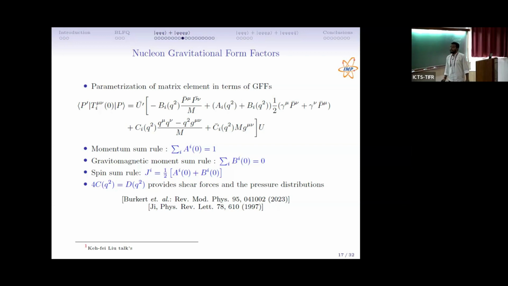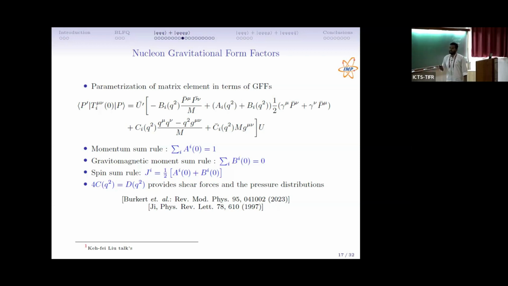That should be 1. And the gravitomagnetic moment sum rule: at q square equal to 0, if you sum over all the B form factors, that should vanish. This is true for each Fock sector, leading Fock sector, higher Fock sector, or any other Fock sector. If you sum over all the particles, that should vanish. Using these 2 sum rules, there is another sum rule called the spin sum rule, proposed by Ji, which is the sum over A and B. So from A, B, and A plus B, we can know about the momentum, spin, gravitomagnetic moment, all these kinds of things.